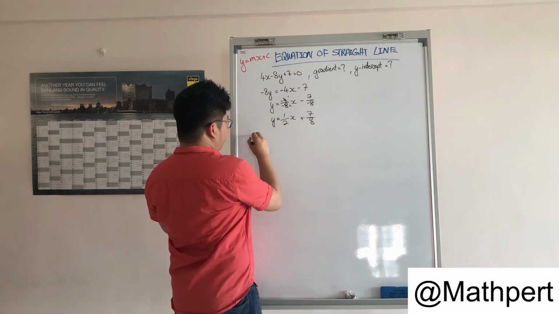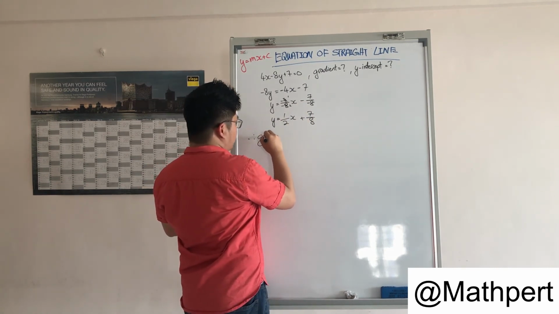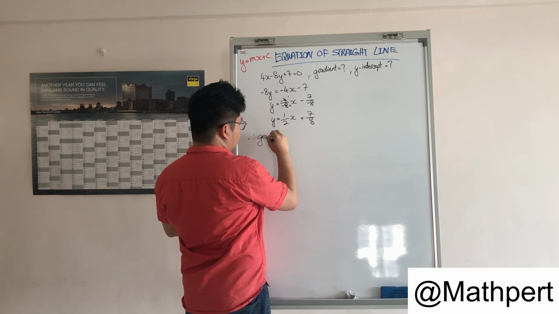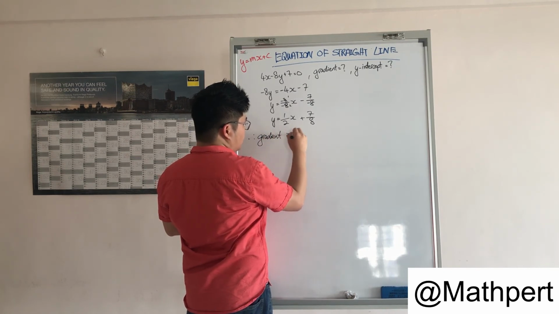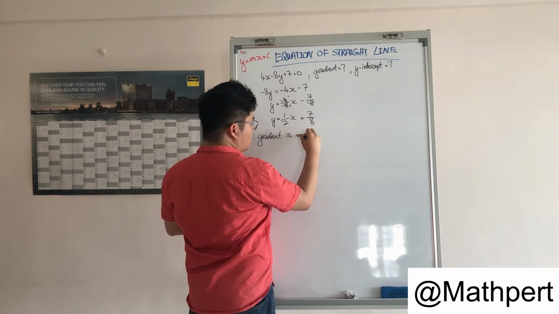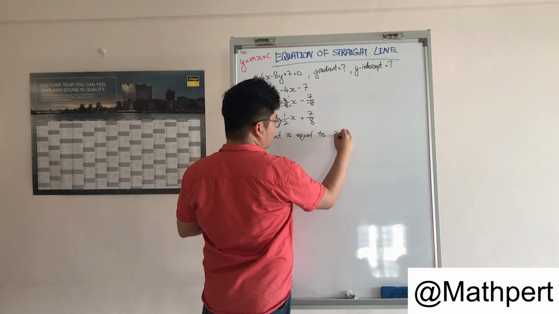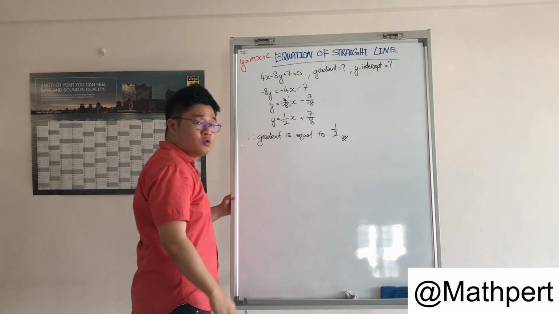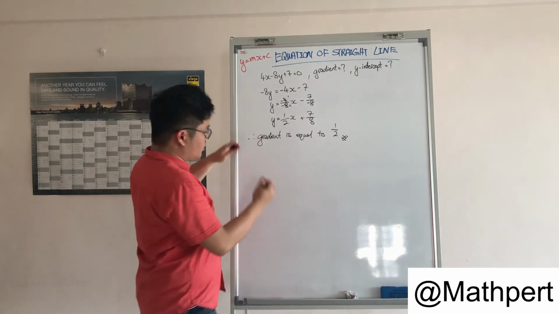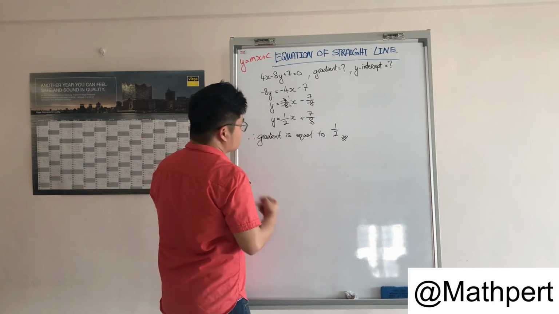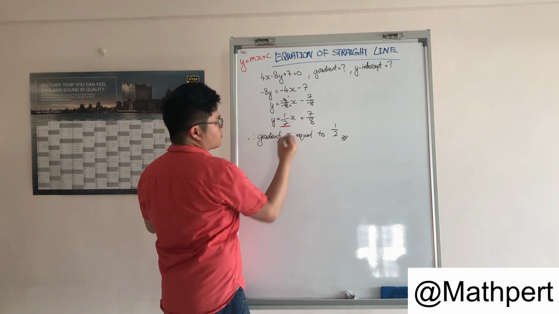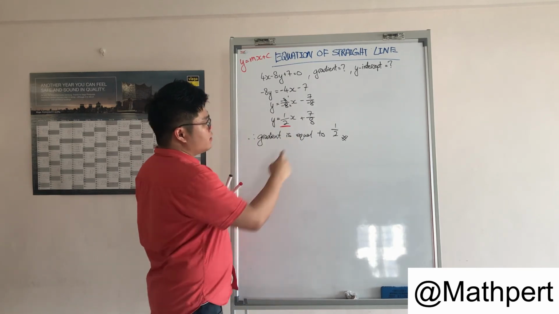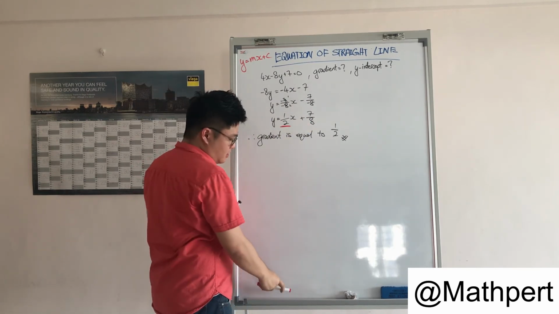So therefore, the gradient is equal to 2. Sorry, it's 1 over 2. The gradient is 1 over 2 over here. And this 7 over 8 is c.